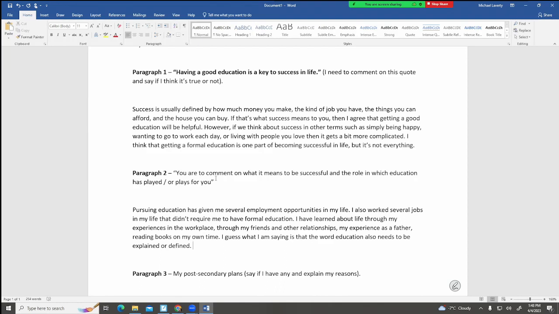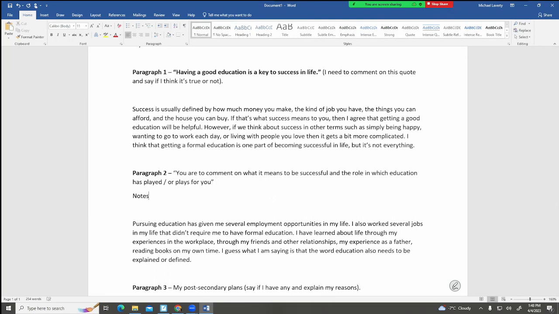I'm thinking about formal education versus, I'm just going to add a note up here. So notes, talk about the difference between formal and informal education.